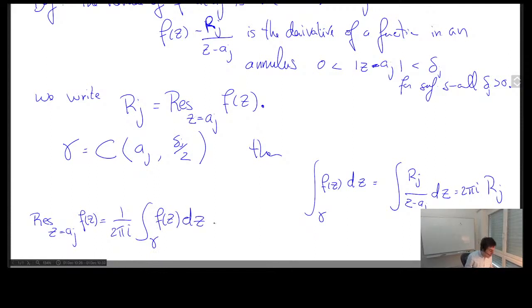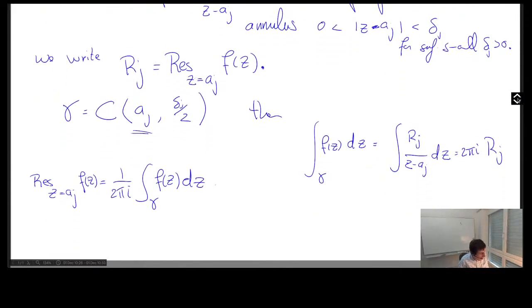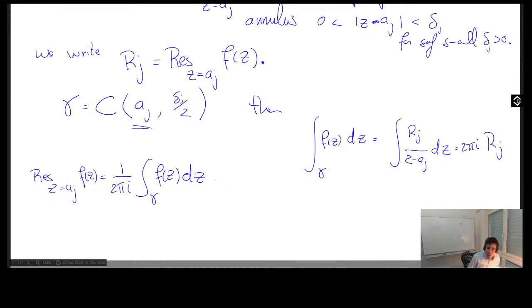Okay, and so, even though I picked here a specific curve, it's clear that if I pick another curve that doesn't go around any of the other singularities and just goes around the singularity a_j once, I get exactly the same thing. So the residue gives me the value of the integrals.